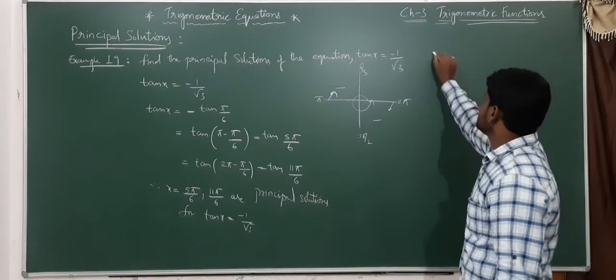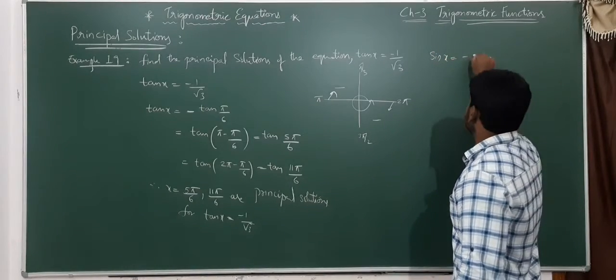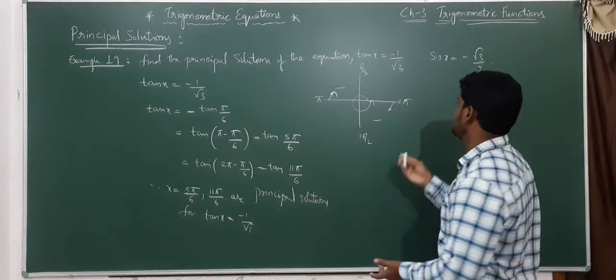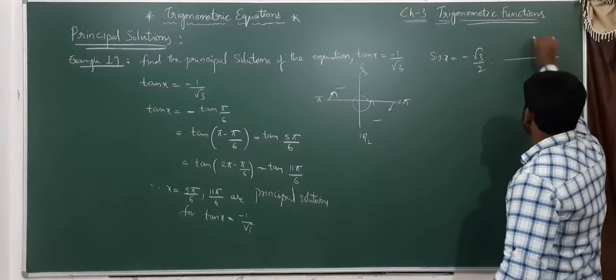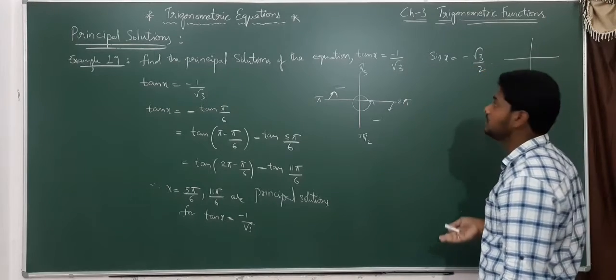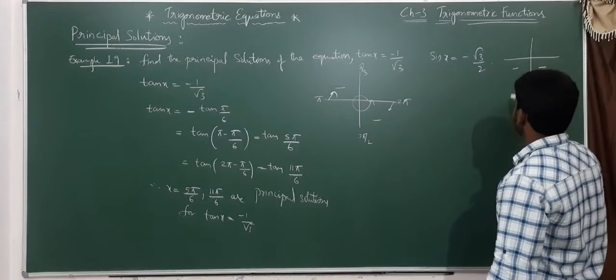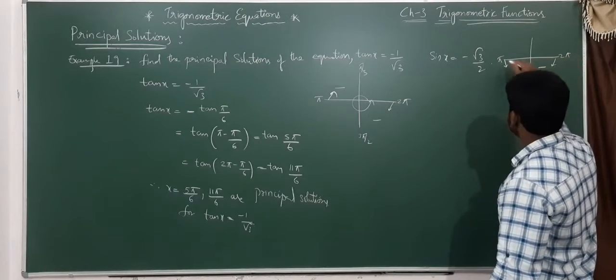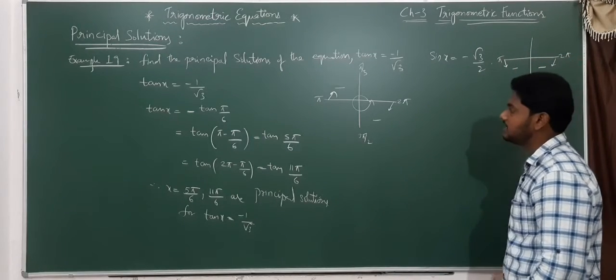For example, take sin x is equal to minus root 3 by 2. Here also you need to observe in which two quadrants sin is negative. In the third and fourth quadrants sin is negative, so we need to use pi and 2 pi. 2 pi minus is one condition, pi plus is one condition.